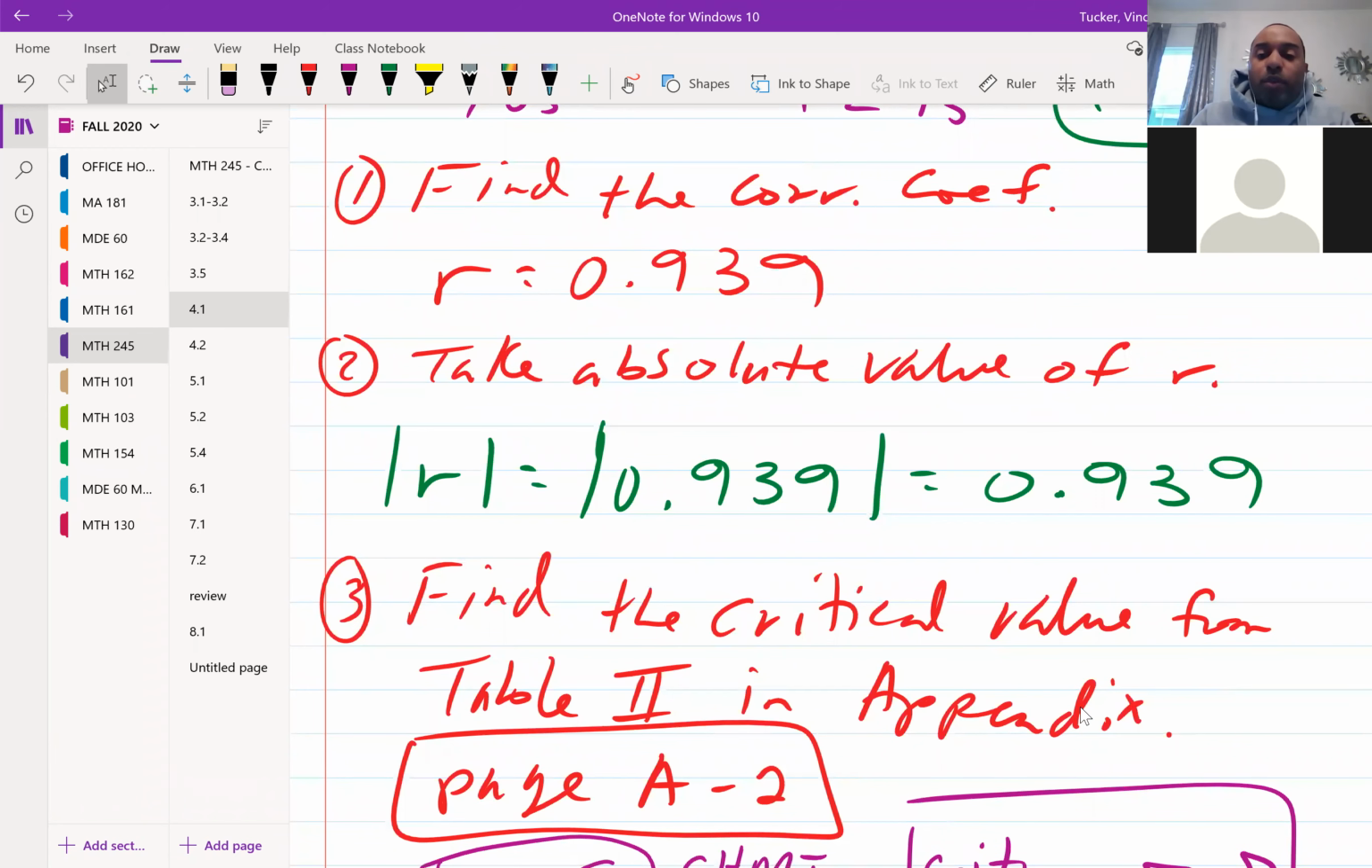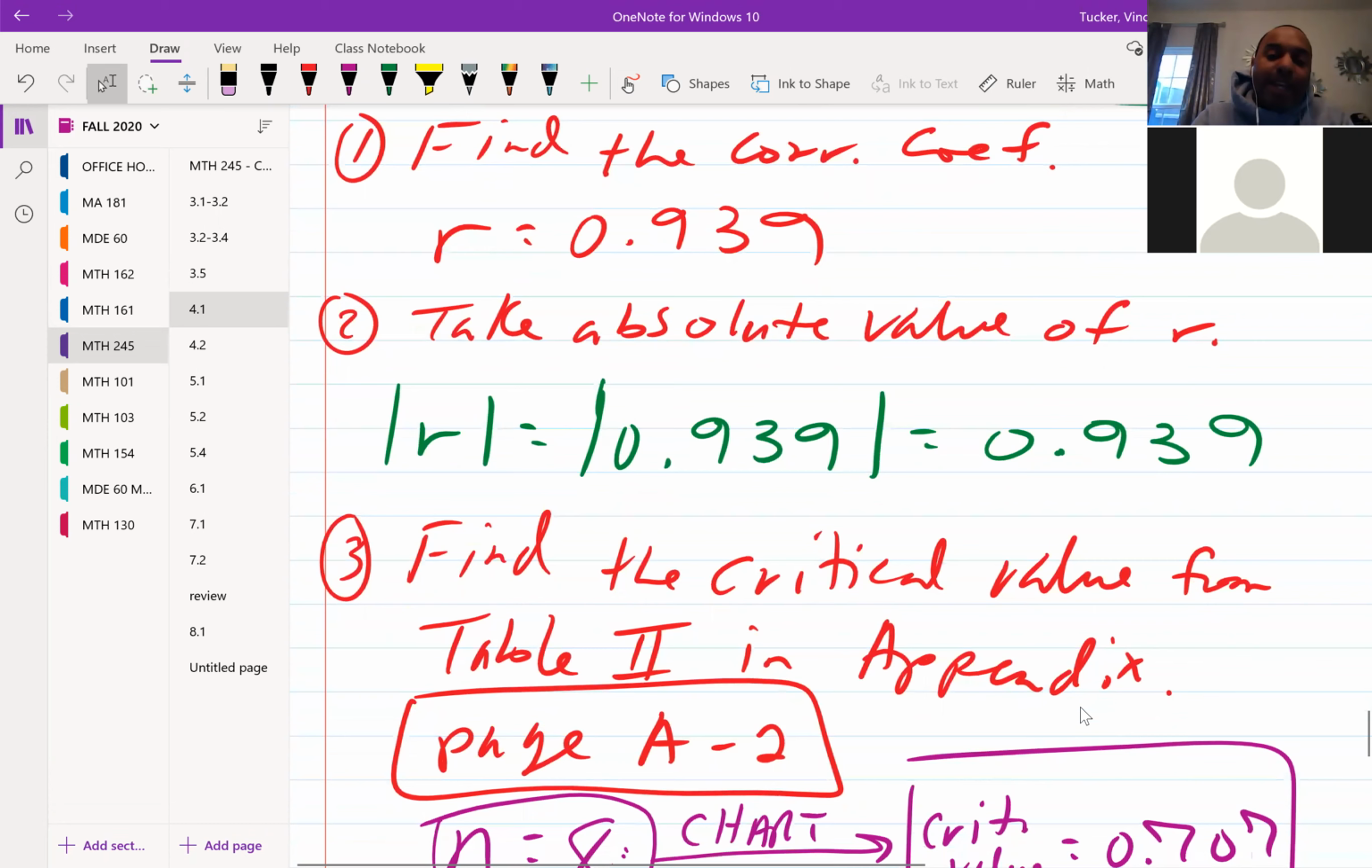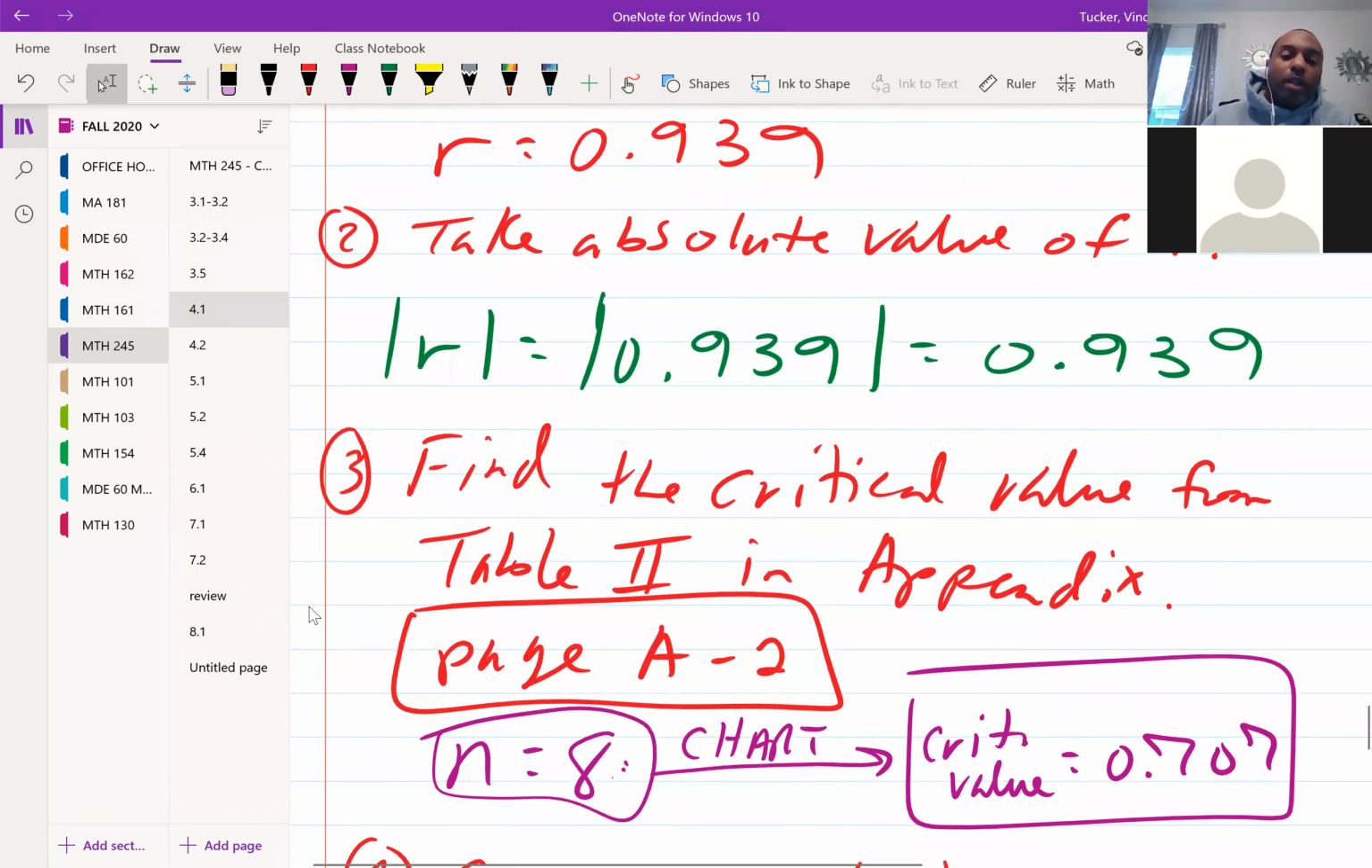Then it says find the critical value from table 2, which is what we were going to see, what a critical value is. And that's going to be in Appendix A on page A-2. So you saw what I did there. I went to the e-text, went to the box and typed in A-2, and it took me to this critical value chart that we need. So n is equal to 8. n is our sample size. How did I get that?